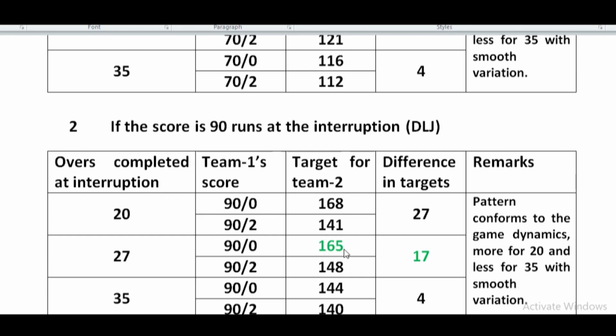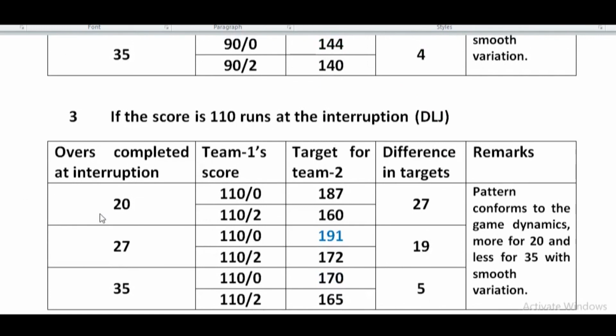That is why it gave a very big blunder there. So here 165 minus 148, 17. So nicely coming down. Here also for 35, again it is 4. So here also smooth and nice variation you can see. And if it is 110, the score is further increased by 20 runs.